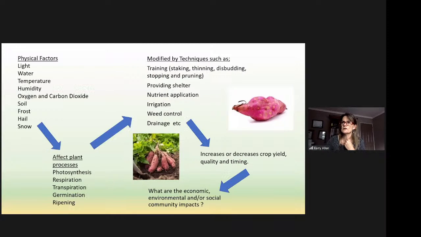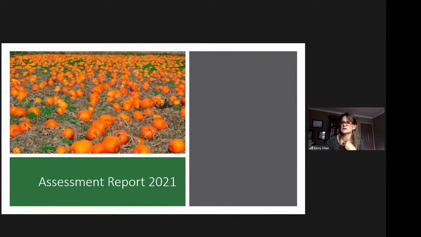Okay, so just summarising up, you've got your physical factors. It needs to link to plant processes, which needs to link to your techniques, which needs to link to whether you're increasing or decreasing your crop yield, quality and timing, and then it needs to link to your economic, social, and environmental impacts. That is your excellent answer. Moving through those five areas. If you don't do that, you can't reach excellence.